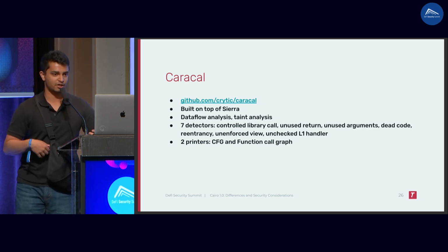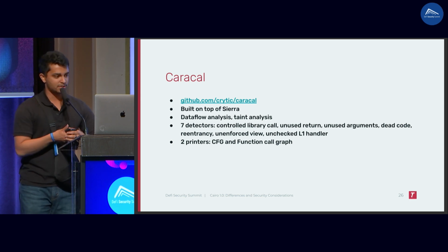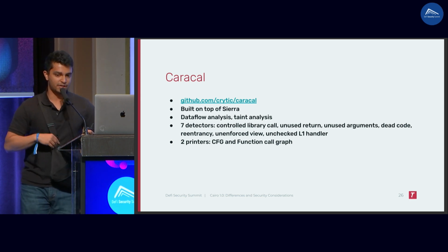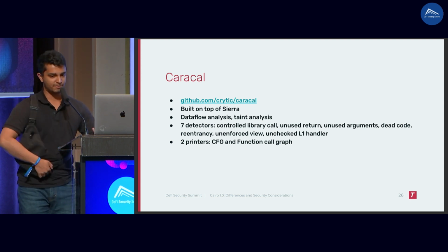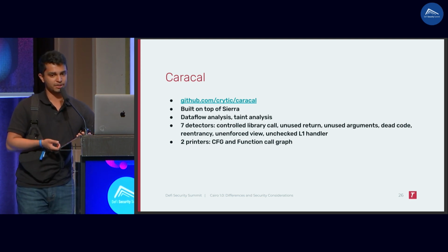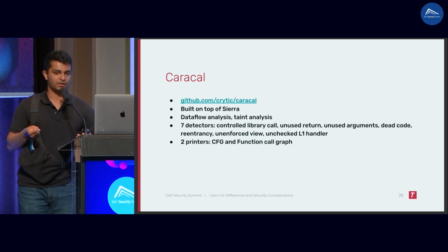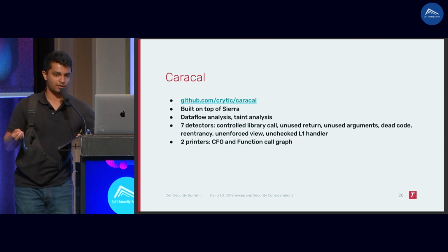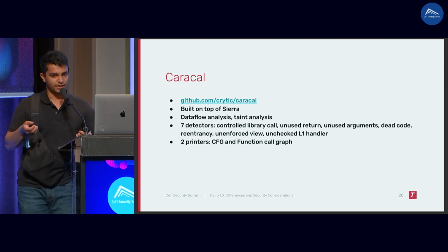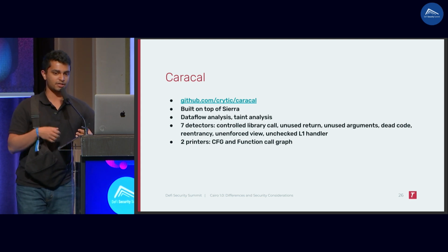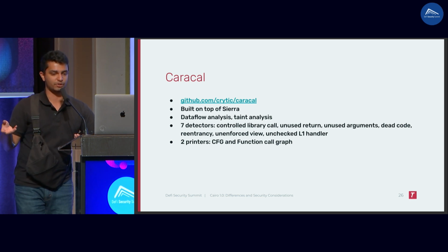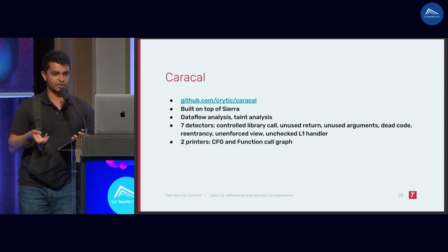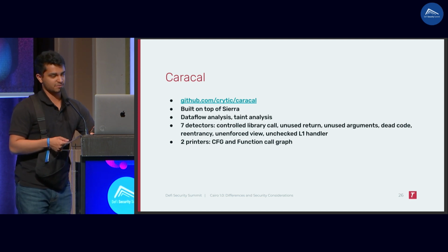Caracal is built on top of the Sierra IR. We use some very common static analysis techniques like data flow analysis and taint analysis. We have 7 detectors so far, and each of these detectors points out a common Cairo vulnerability and will flag it. Since we use static analysis, it's somewhat conservative, so we recommend that you triage every single finding from Caracal and use it in the same way that you would use Slither. If you use Scarb, it's really easy to use with the Scarb directory. You'd use it the same way that you'd run Slither on a Foundry project, so the dev experience is pretty good.